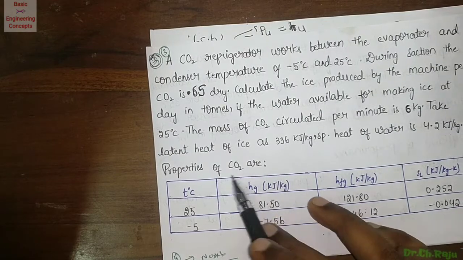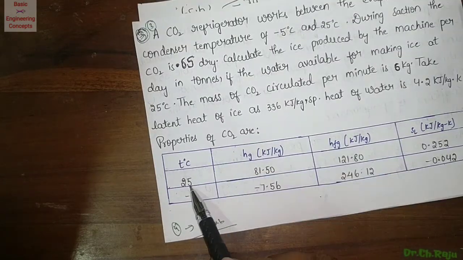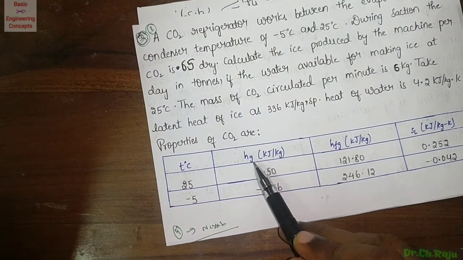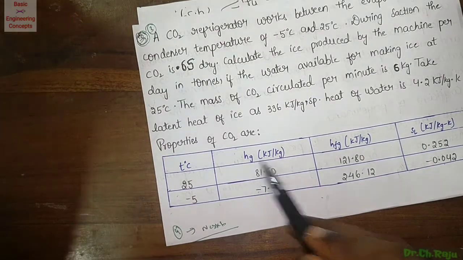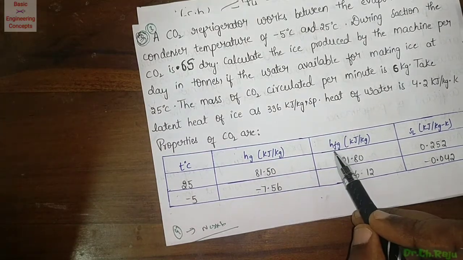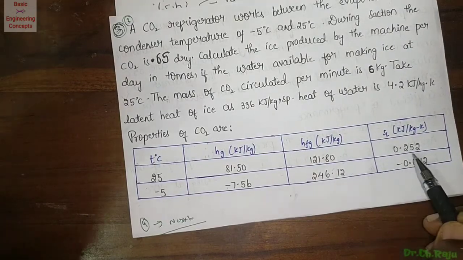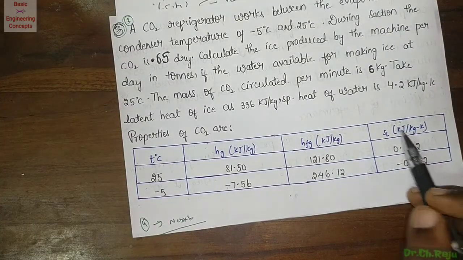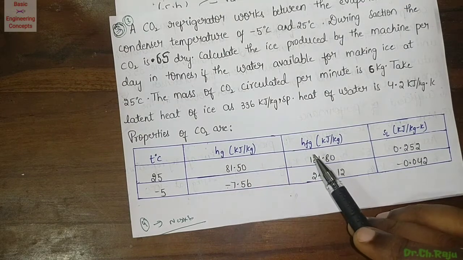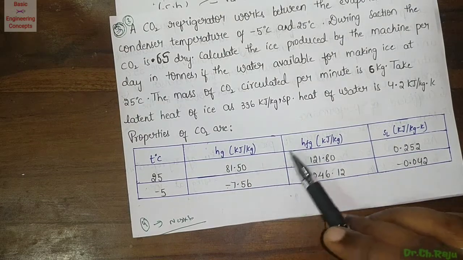The properties of carbon dioxide are given at 25 degrees. So Hg, the enthalpy of saturated liquid, this is latent heat, and this is entropy. Entropy of the liquid is given. So all the values are given here in tabular form.